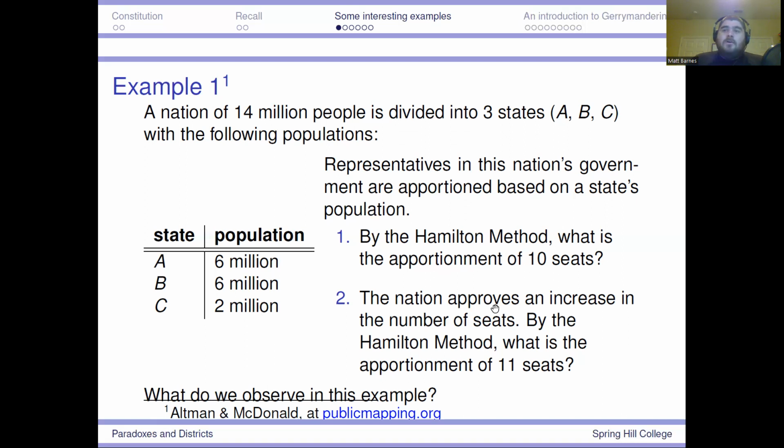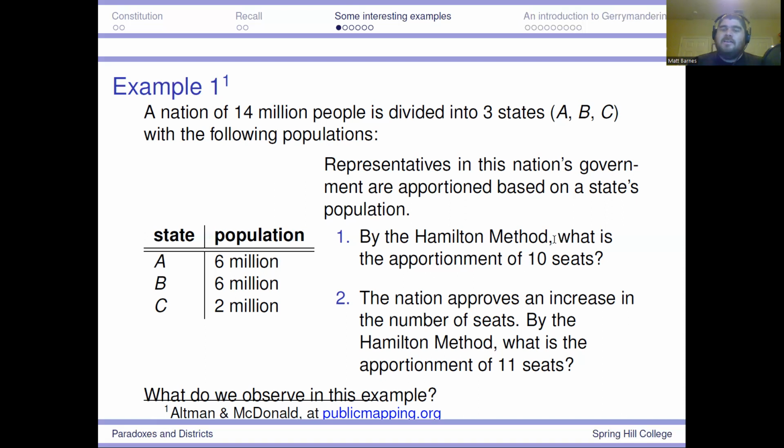Okay. Well, let's say we run into a situation where the nation approves increasing the number of seats from 10 up to 11, right? So everything is the same. The populations are still the same. We still have 14 million people. We still have 3 states, but instead of 10 seats to give out, now we have 11. And again, I'll let you work this out on your own, or you can check the notes online.